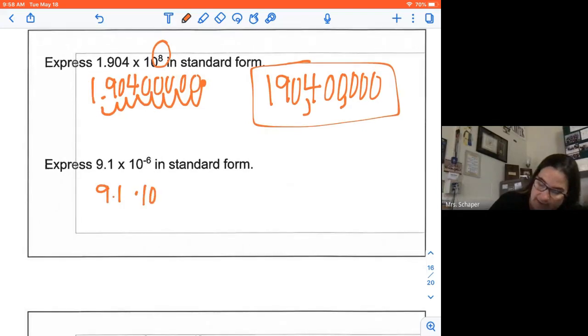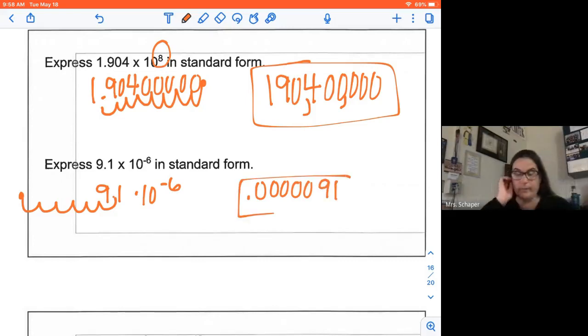9.1 times 10 to the negative 6. I move it back 1, 2, 3, 4, 5, 6. So 0.1, I'm going to put in 5 zeros, 9, 1. There we go. Okay.